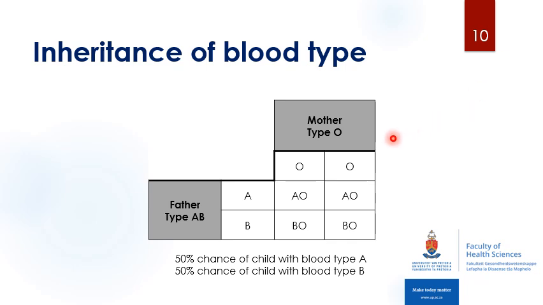In this example, you have a mother that's blood type O and a father that's blood type AB. If you're blood type O, that means you carry both copies of the O gene, so you have 2 copies of the O gene. If you're blood type AB, then it means you carry the A gene and the B gene. So that will give you a blood type AB.